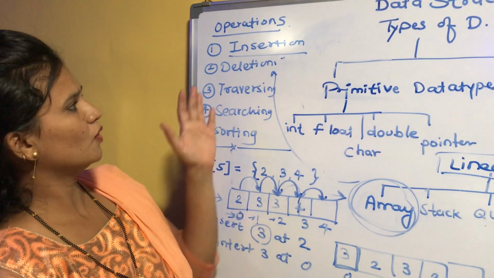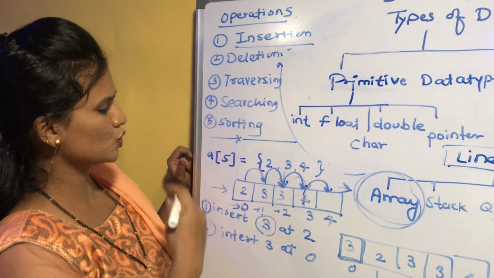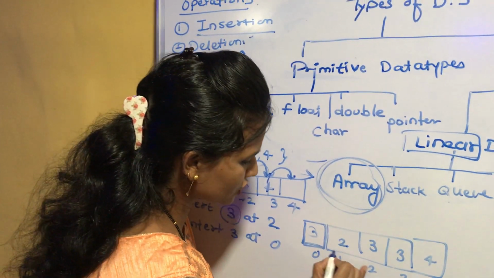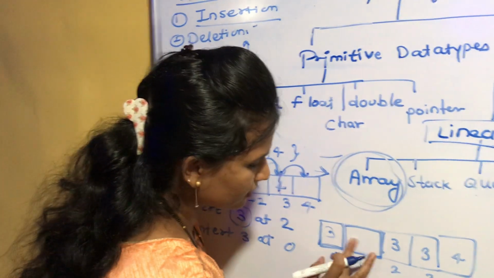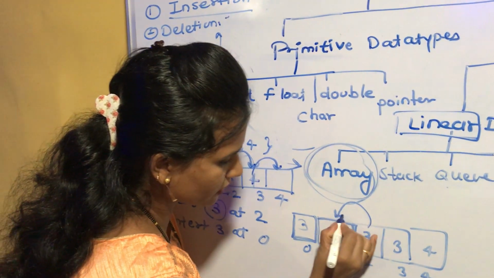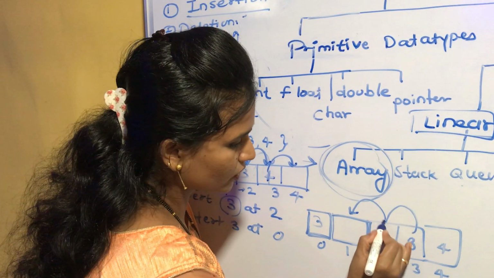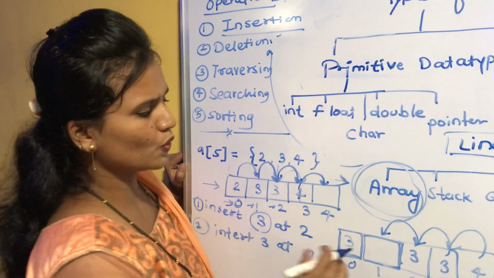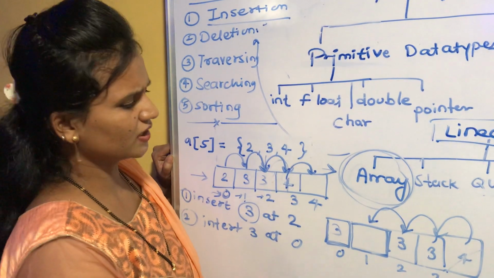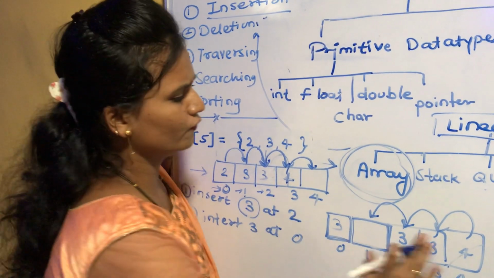In the same way, we can perform the deletion operations. Suppose you want to delete any element from this location. Suppose you want to delete 2. What you will do? You will delete it and shift this 3 at this position, this 3 at this position, and 4 at this position. Suppose you want to delete the last number, nothing will change in the remaining array, only 4 will be deleted.